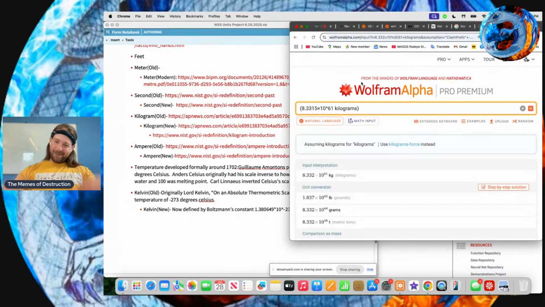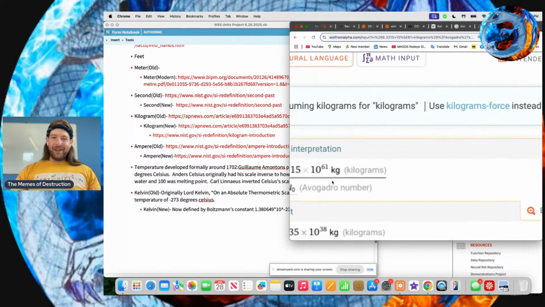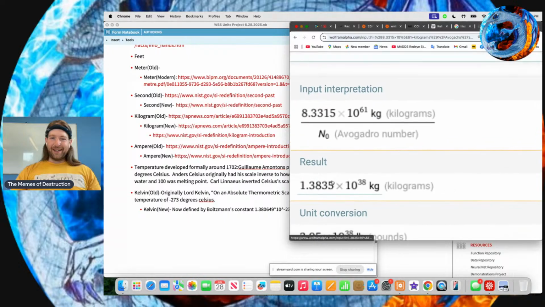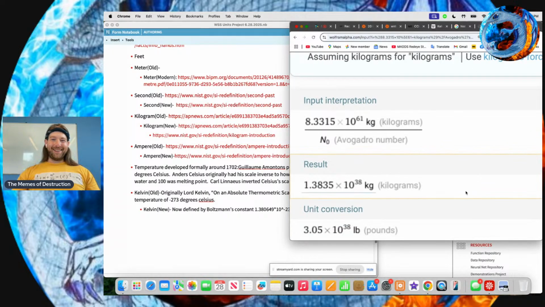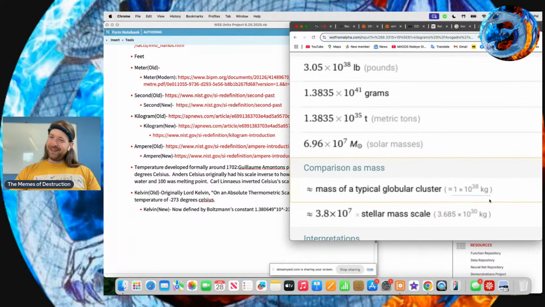I don't know what to do with it. Let's divide it by Avogadro's number. Why? Because we can. We get this number here, and again, it's like 1.38 times 10 to the 38 kilograms. I don't know what that is. However, Wolfram Alpha has some ideas. 10 to the 38 kilograms is approximately the mass of a typical globular cluster.